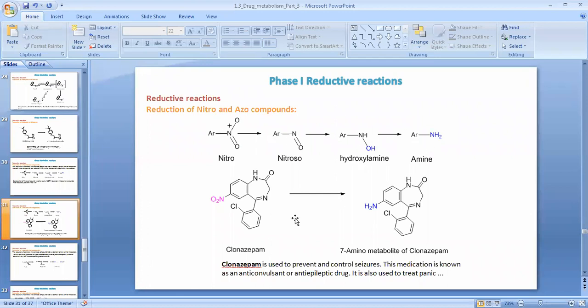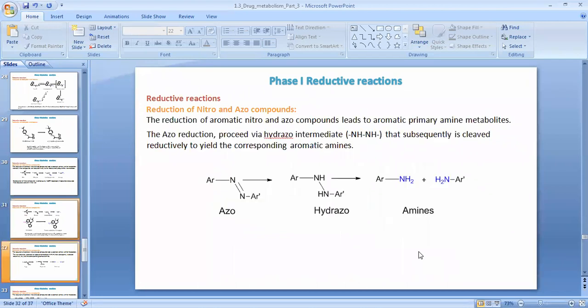So this is the pathway by which the nitro group is converted into its amine derivative. What is the pathway of the bioreduction mechanism? It is converted into its nitroso derivative, followed by the hydroxylamine derivative, and followed by the amine derivative. So they are converted into a metabolite of clonazepam. What type of metabolite? The 7-amino metabolite of clonazepam. So this is with respect to the nitro group.